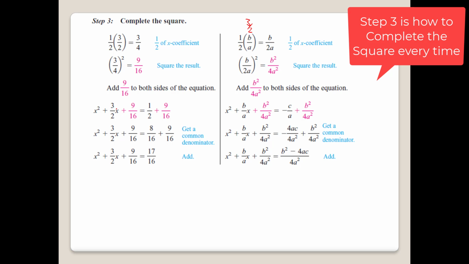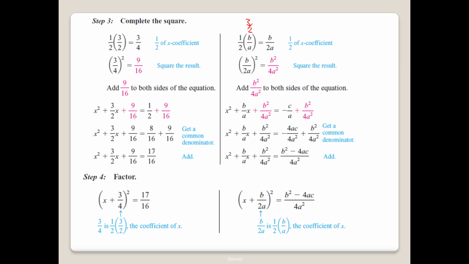So we added it over here to our x squared plus 3 halves x plus 9/16 equals 1 half plus 9/16. Then we need to get a common denominator so we can add these, in which case 8 over 16 is 1 half. Then we can add those two fractions, and that gave us 17 over 16. Now we can factor things out a little bit.